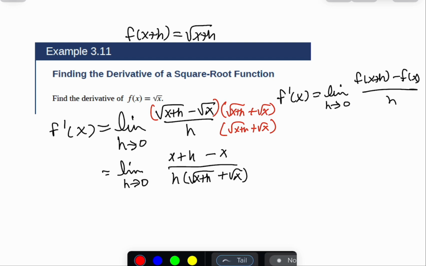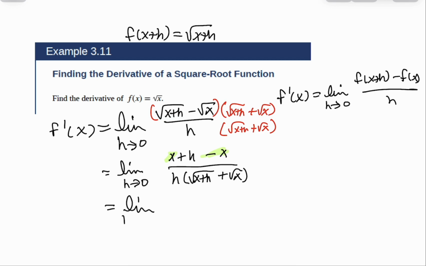Because the thing that's causing the problem is we can't divide by 0, and we're trying to approach that. So if we can get rid of that 0, you're always looking to get rid of the h. So what's nice is we have a positive x and a negative x that cancels out. So we get h over h times the square root of x plus h plus the square root of x. We're still not ready to take the limit yet because we still have 0 over 0 causing an issue. But h is divisible by h, and we are left with a 1 in our numerator.